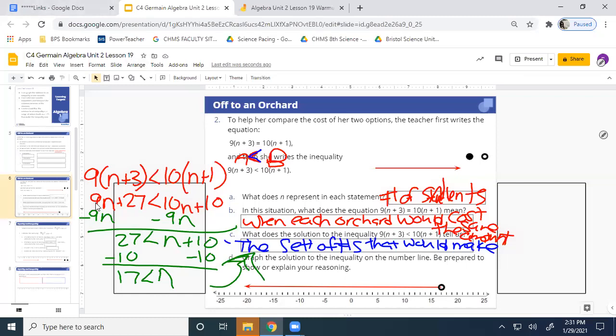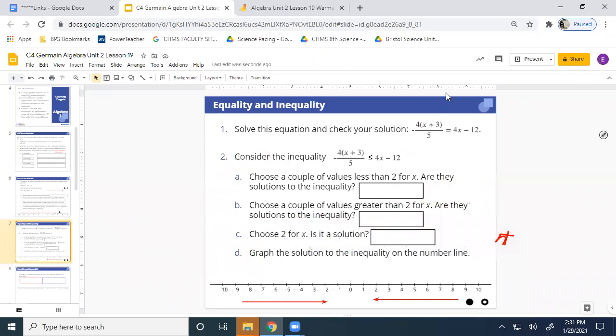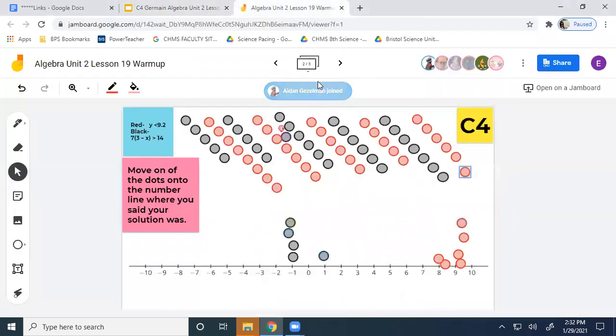So if we look forward now, we're going to look at another equation. This guy's scary. Just like Lando said, he's a little bit scary. We need to solve this equation and check your solution, okay? So you are going to take 3 minutes right now to solve this equation for x. Let's do it. Get a piece of paper if you need a piece of paper.